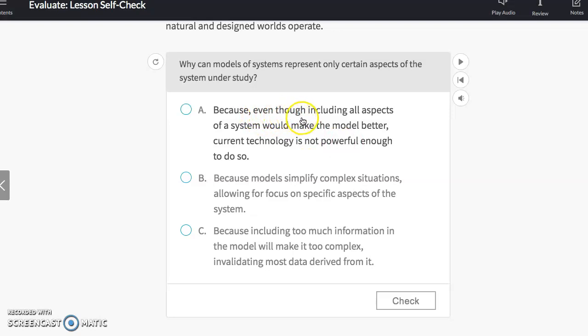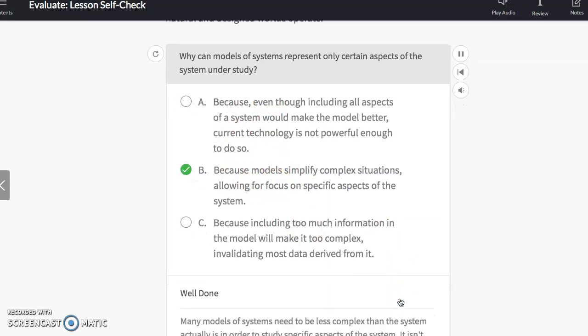Is it because even though including all aspects would make it better, technology can't do that? Is it because a model simplifies something complex, allowing you to focus on only specific parts? Or is it because including too much information, the model will be too complex? This is a difficult one, but really it's not that technology is not powerful enough, it's because you're trying to focus on specific aspects of the system. You don't want too much information, but it's really because you're trying to simplify the model to make the best model possible.